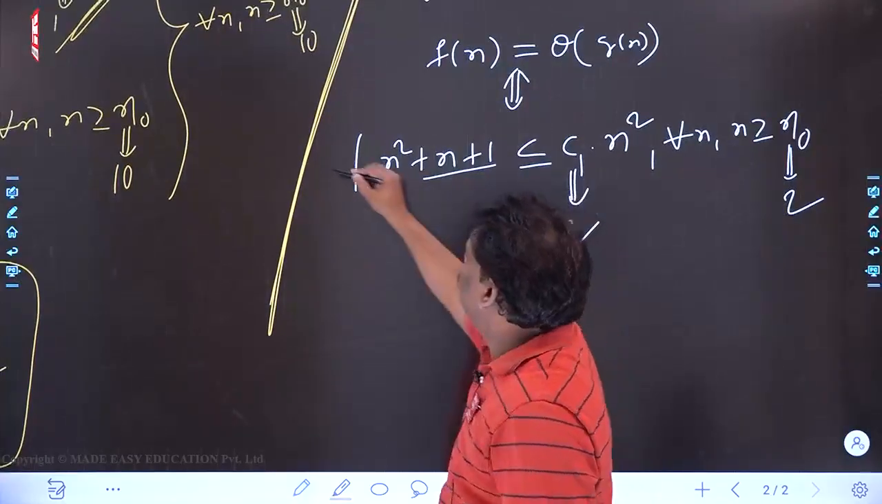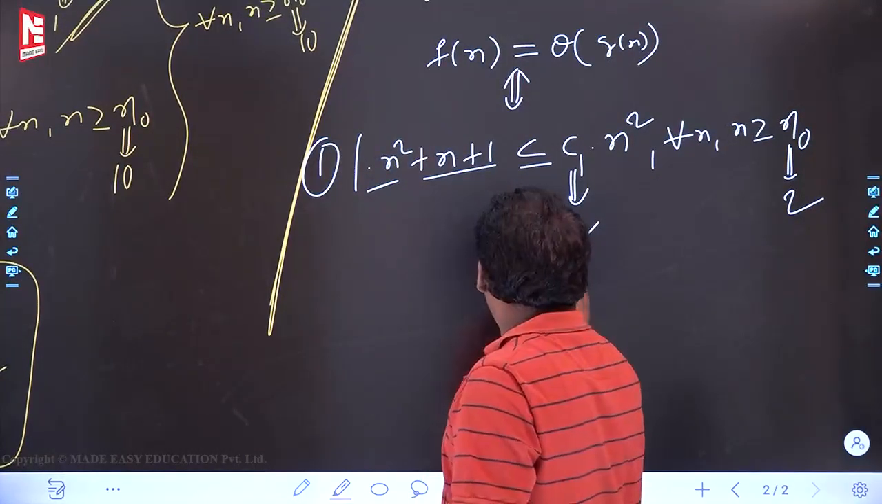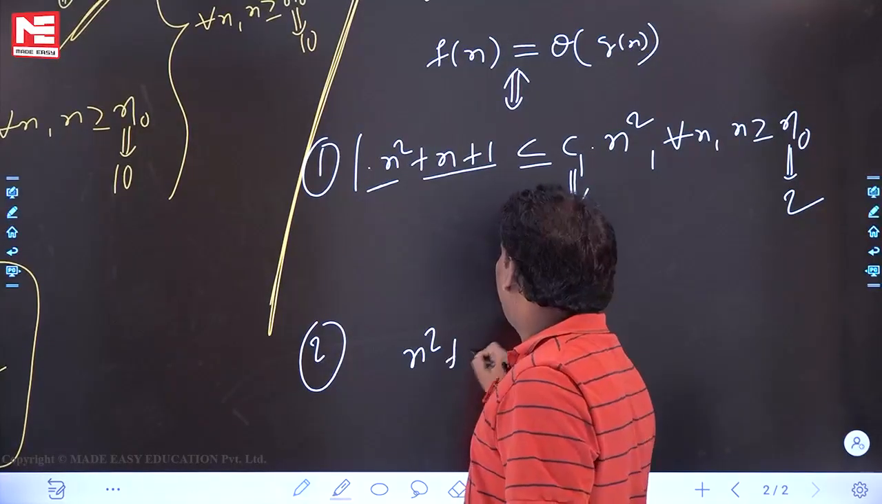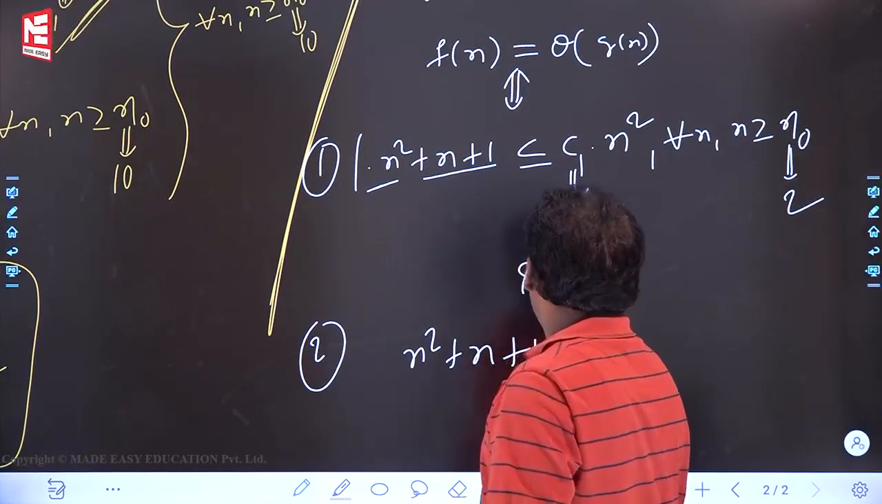Right? Let's see the next one now. Omega also. It should satisfy omega also. Let me try omega. Right? What is the f of n? N square plus n plus 1.